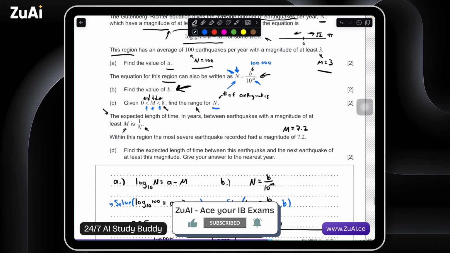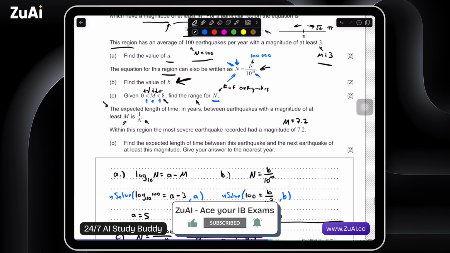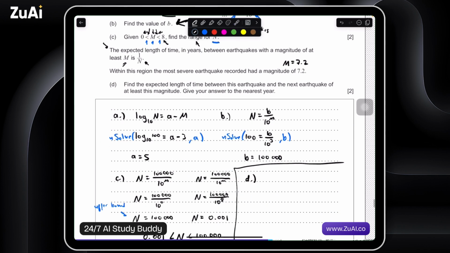So we have this equation, and we're coming back to it. This is a pretty central equation right here. Going down here, same thing, except our b value, which we found, is here. The number of earthquakes is equal to 100,000 divided by 10 to the power of m. This will tell us the number of earthquakes that we could expect of a given magnitude. So writing it out once again, 100,000 over 10 to the m.